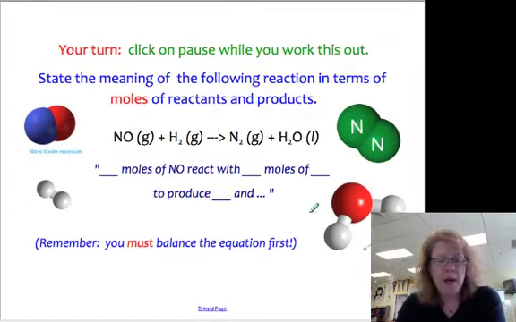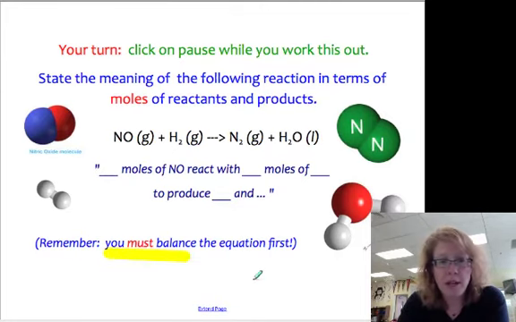So here's one for you. You're going to click on pause. You're going to take a look at this, see if you can figure out what the response is. I need you to be able to state the meaning of the following reaction in terms of moles of reactants and moles of products. So the reactants shown there, it's nitric oxide, NO, plus hydrogen gas, H2, yields N2, which is nitrogen gas, plus liquid water, H2O. So see if you can fill in the blanks in that sentence right down there. I've got a sentence form for you to fill out, but don't forget, got to balance the equation first. Hit pause, and then we'll move on.